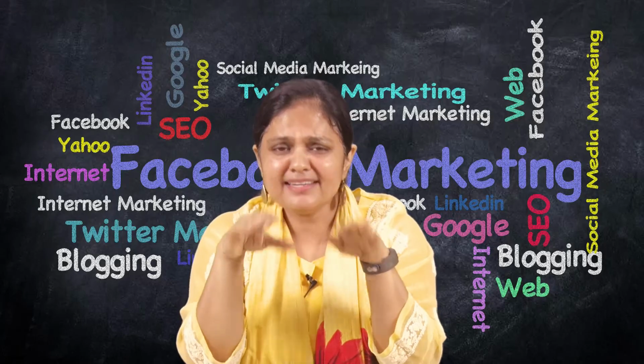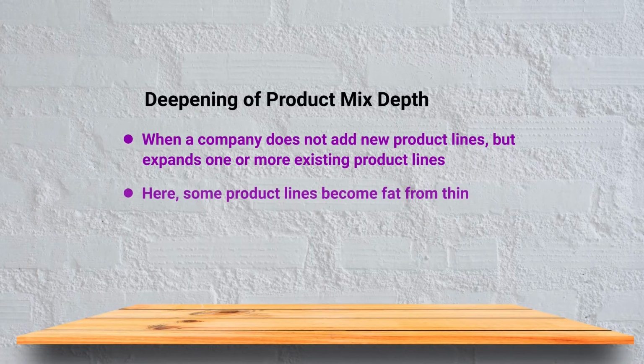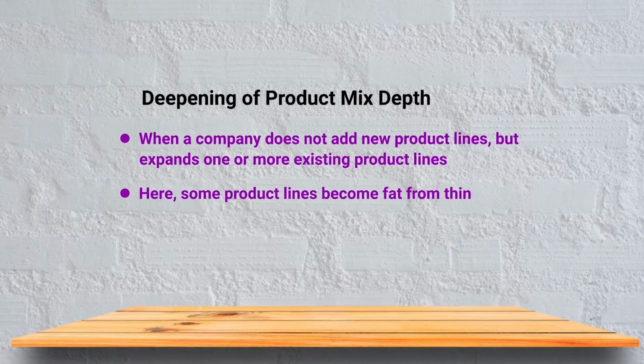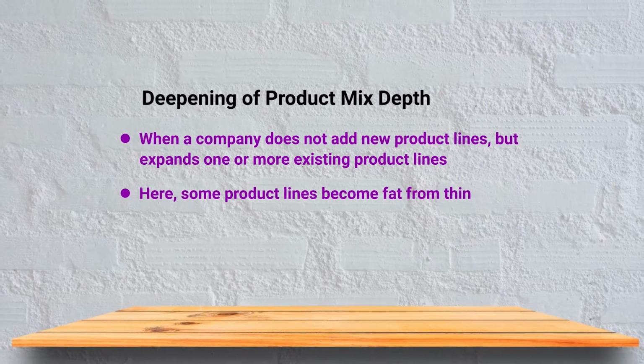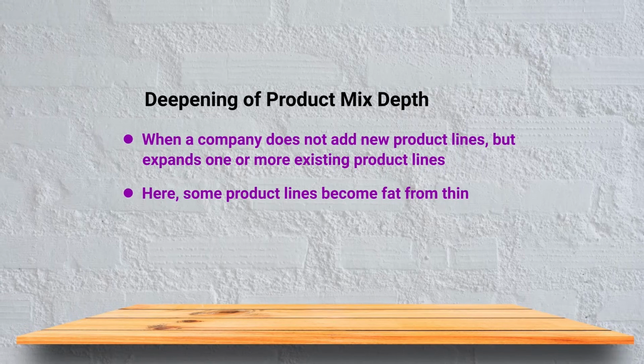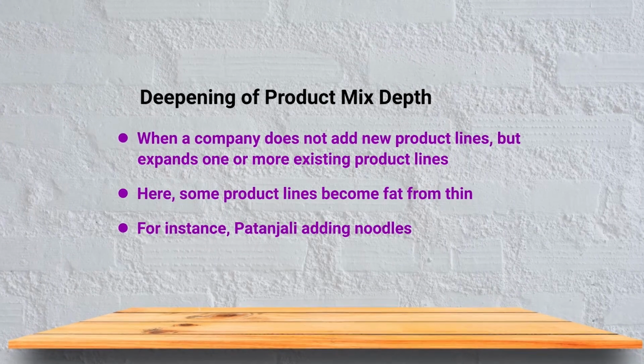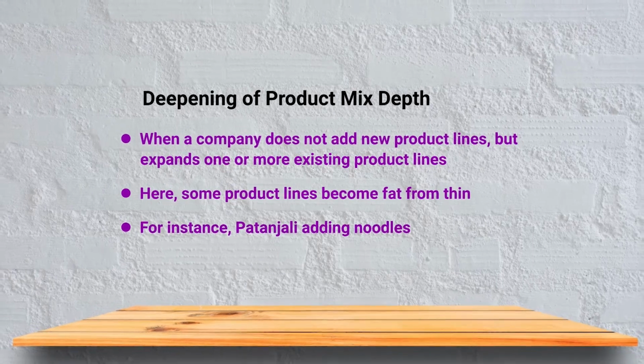So in this case, what is happening? Maybe some product lines become fat from thin. Earlier they had 4, now they have 6 products in the product line. So they have expanded. For instance, when Patanjali added noodles in its food items, it was deepening of product mix.